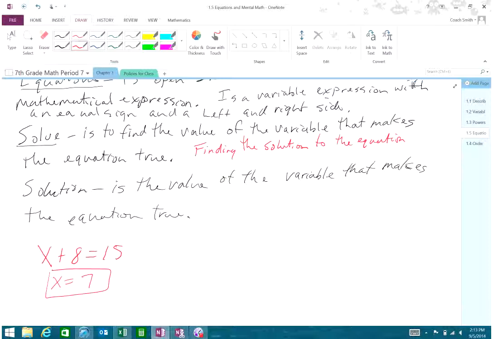Now, what if you had this? Some of you may not be sure what we're doing here. 36 over y equals 6. So, back to that original equation, x plus 8 is equal to 15, where x is equal to 7. So the solution to that equation is 7. Solving it was the mental process that we took to find out that it was 7. In our case, we did 15 minus 8. And that gave us our mental picture of what it was going to be. So 36 over y equals 6.